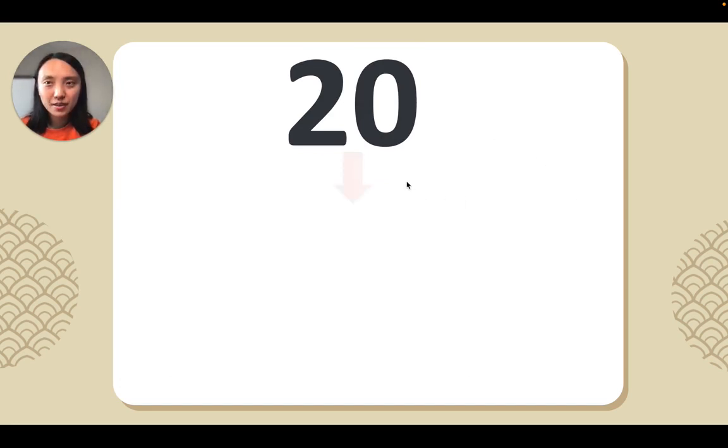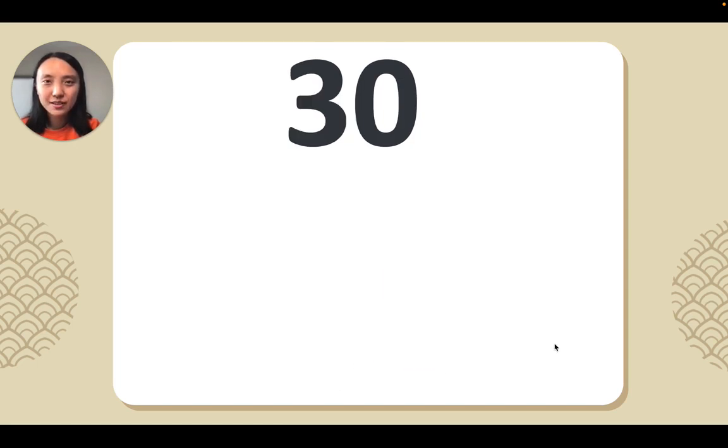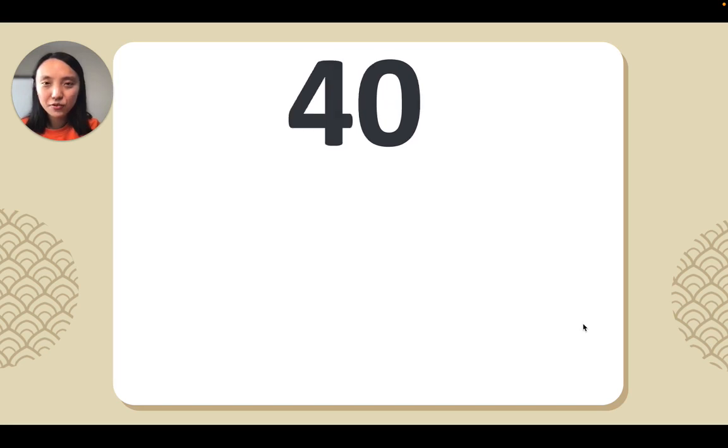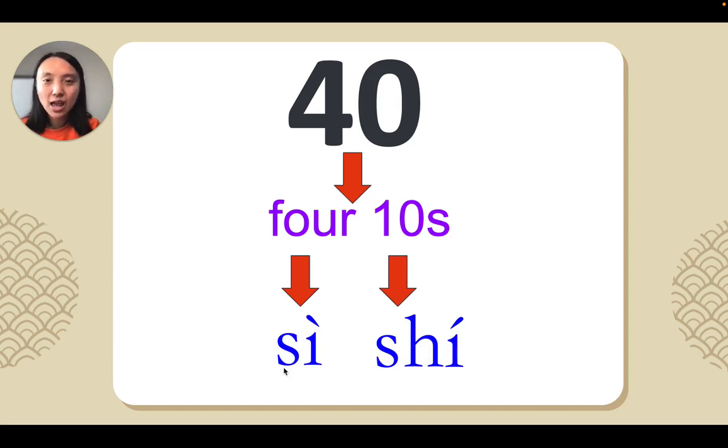Now it's 20. 20 means 2 tens, right? 2 is 二, 10 is 十. So in Chinese, 20 is 二十. That means 2 tens. 二十. Now 30, 3 tens. 三十. 40. How many tens? 4 tens. 四十.